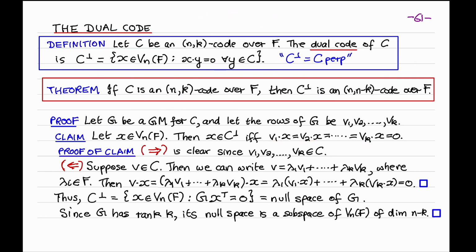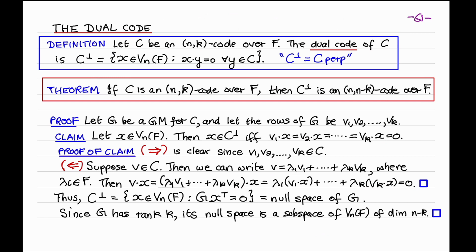Conversely, suppose that v is a code word. Then we can write v as a linear combination of the basis vectors where the scalars lambda i are in the field F. And then v times x can be written like this. And using properties of the inner product, we can write the expression like this. Since each of these inner products is 0, v times x is also equal to 0. And that proves the claim.